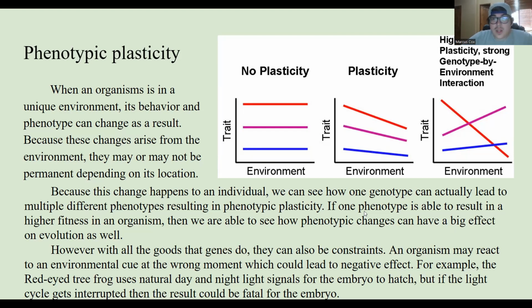The embryos of this animal actually use light signals, day and night, in order to know when to hatch. But if the light cycle gets interrupted, or if there's danger present, like a predator or vibrations, it'll actually be born early, which could be fatal, right? Because it's not supposed to hatch early.